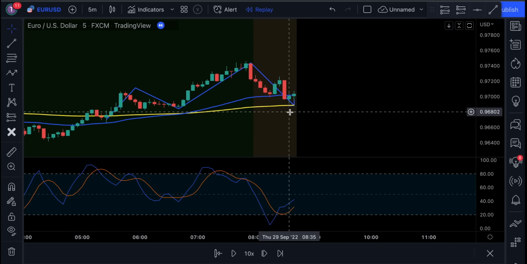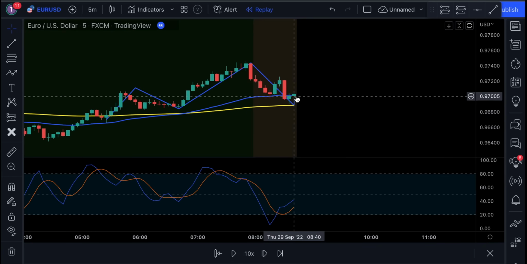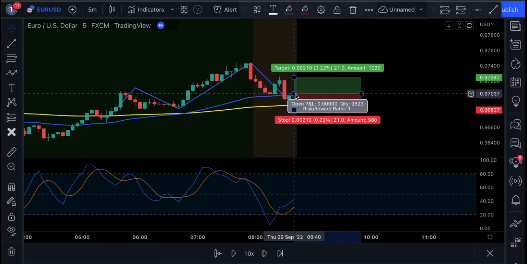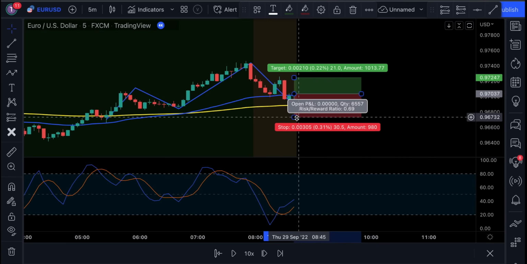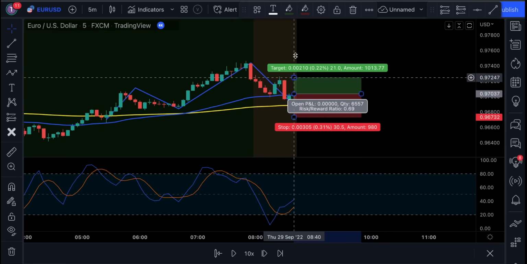And finally, once we have these conditions met, we're going to be waiting for the candlestick to cross and close above the 50 EMA. The stop loss will be set slightly below the recent swing low. And for this strategy, we're going to be targeting 1.5 times the risk.